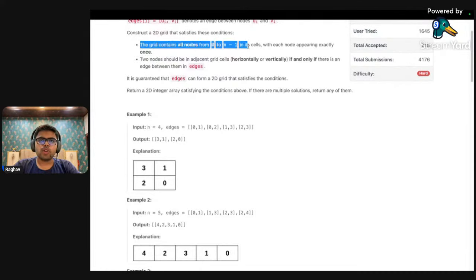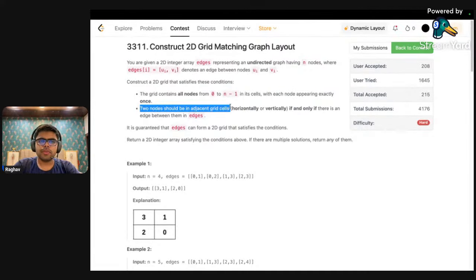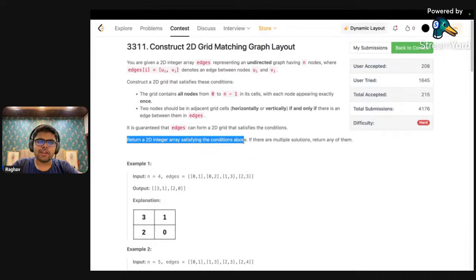The grid contains all the nodes from 0 to n minus 1, and two nodes should be in adjacent cells horizontally or vertically if and only if there is an edge between them in the given list of edges. It is guaranteed that edges, basically this vector of integers which was being given to us, can form a 2D grid that satisfies the condition. So we have to return the 2D integer array satisfying the conditions above. In case there are multiple solutions, we can return any one of them.